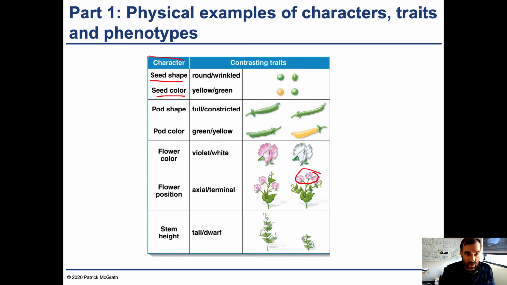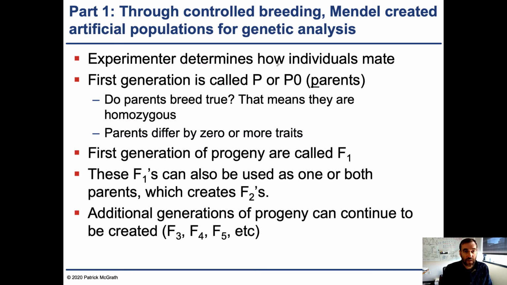So just make sure you remember, am I talking about the character or the trait for any given plant? So how did he make progress in understanding how genetics works? And so it was possible because Mendel was able to create artificial populations for genetic analysis. So he decided who bred with whom.